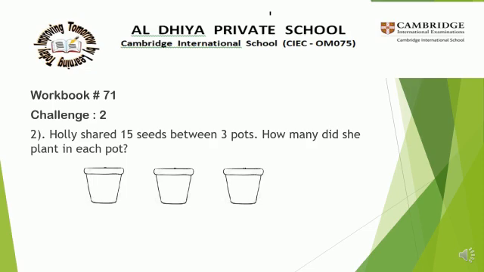Tell the 3 tables. 3 ones are 3. 3 twos are 6. 3 threes are 9. 3 fours are 12. 3 fives are 15. You all understand? 15 divided by 3 gives the answer 5. See, I am going to share seeds now. How many seeds can I share for one part? 5 seeds. For the first part, 5 seeds. Next one, 5. Next one, 5.